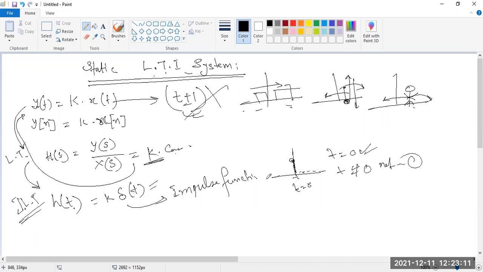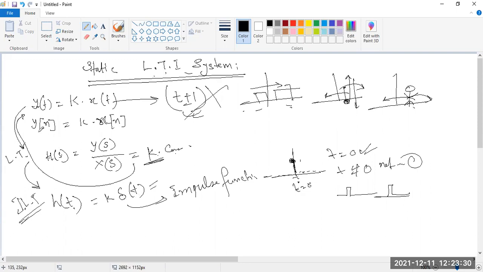You can see this is 0, this is 0, but only at t equal to 0 there is one pulse. This is the 0 position, so it is a static LTI system, because we get only a constant term.